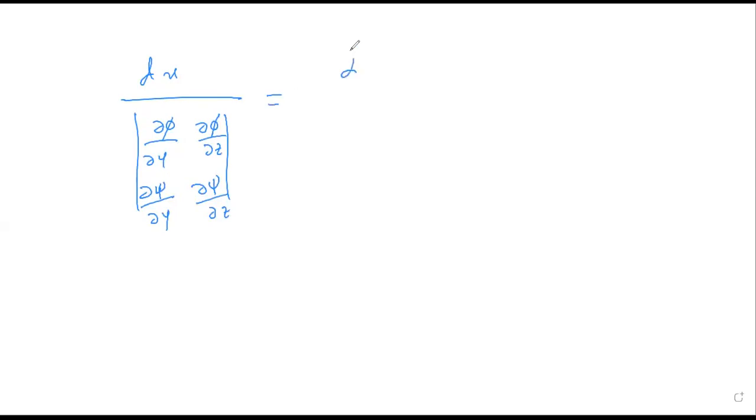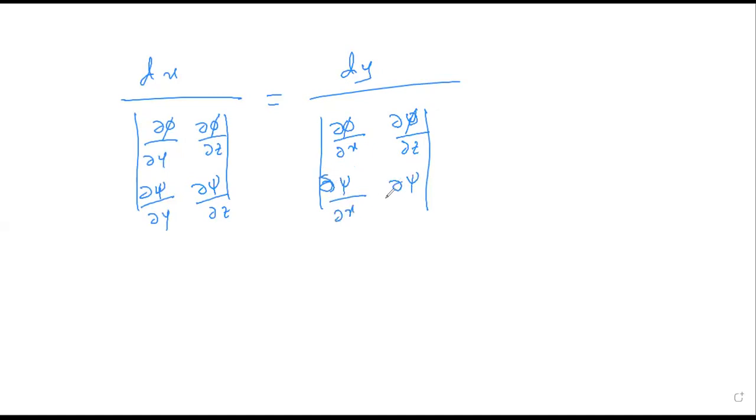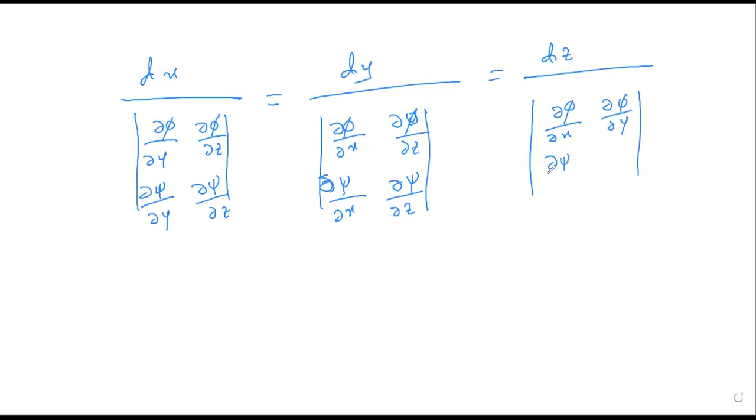Let's start again. From that we can conclude dx equals the modulus of the determinant with del pi over del y, del pi over del z, and del chi over del y, del chi over del z, which is equal to dy over the similar determinant with del pi over del x, del pi over del z, del chi over del x, del chi over del z, which is equal to dz over the similar one. There's a modulus.